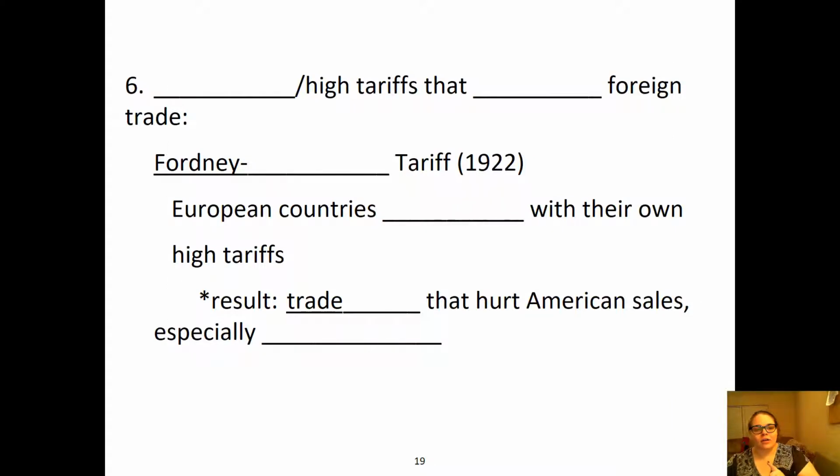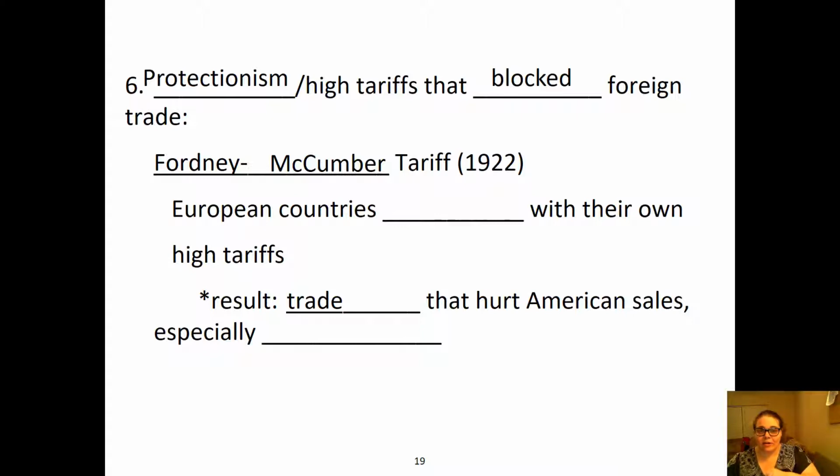The sixth problem in American society is protectionism. Protectionism is high tariffs. When you raise your tariff in order to block foreign trade, right? You raise the taxes on foreign goods so that foreign countries have to raise their prices, so American companies have the cheapest goods, and you're buying American instead of foreign. The tariff they passed in 1922 is the Fordney-McCumber tariff.